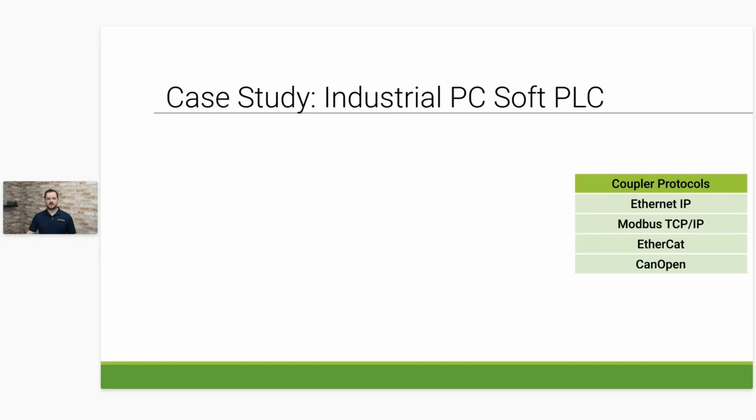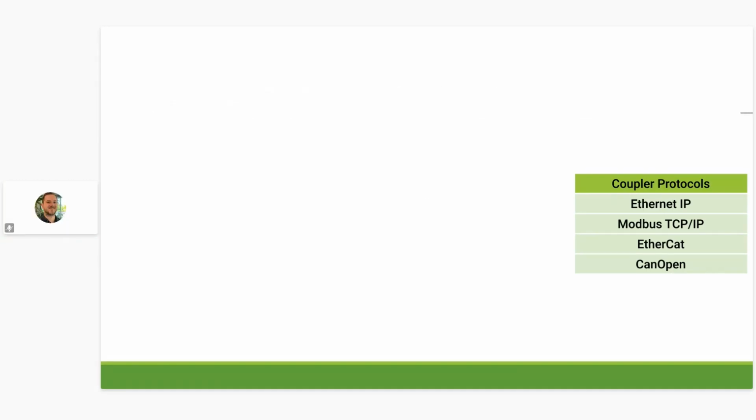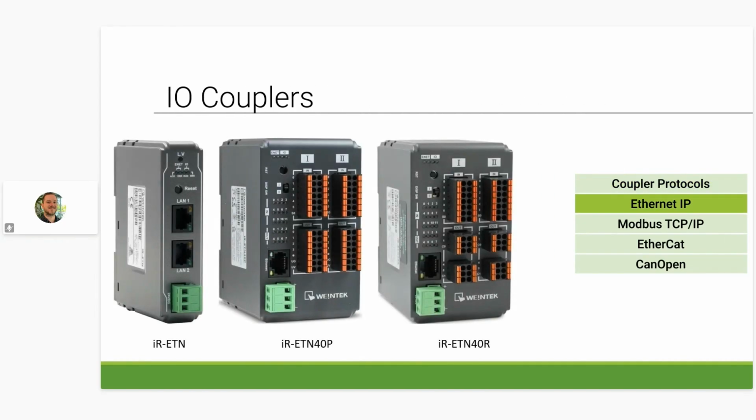We have to offer with our remote I/O modules. Now let's showcase the 5 remote I/O couplers and the protocols they use. The first communication protocol we will look at is Ethernet IP. If you wish to communicate via Ethernet IP, then the IR-ETN series couplers will be the best fit. This includes the IR-ETN and the IR-ETN 40P and R. In addition to Ethernet IP, all 3 of these couplers also communicate via Modbus TCP IP.